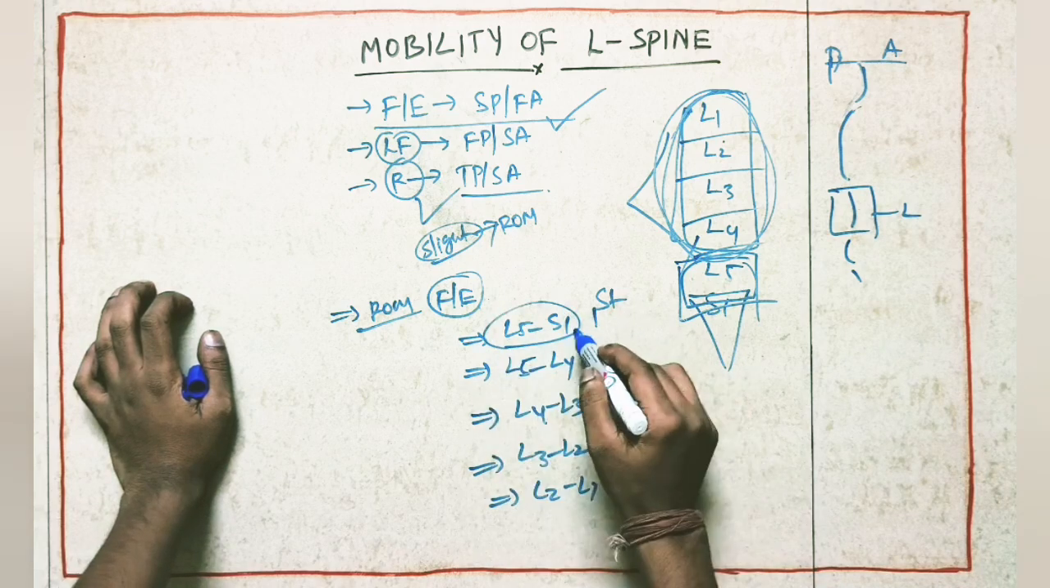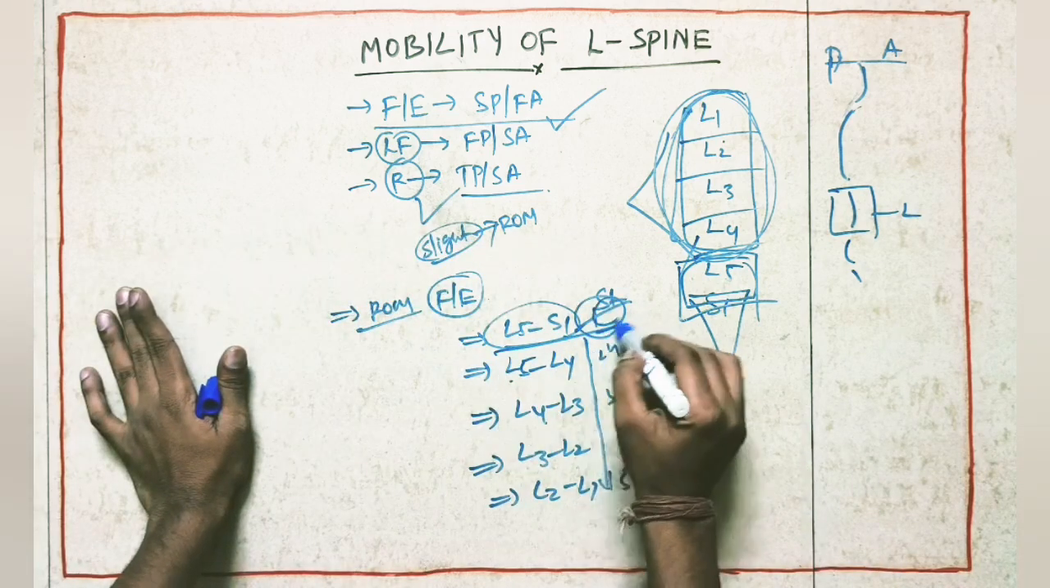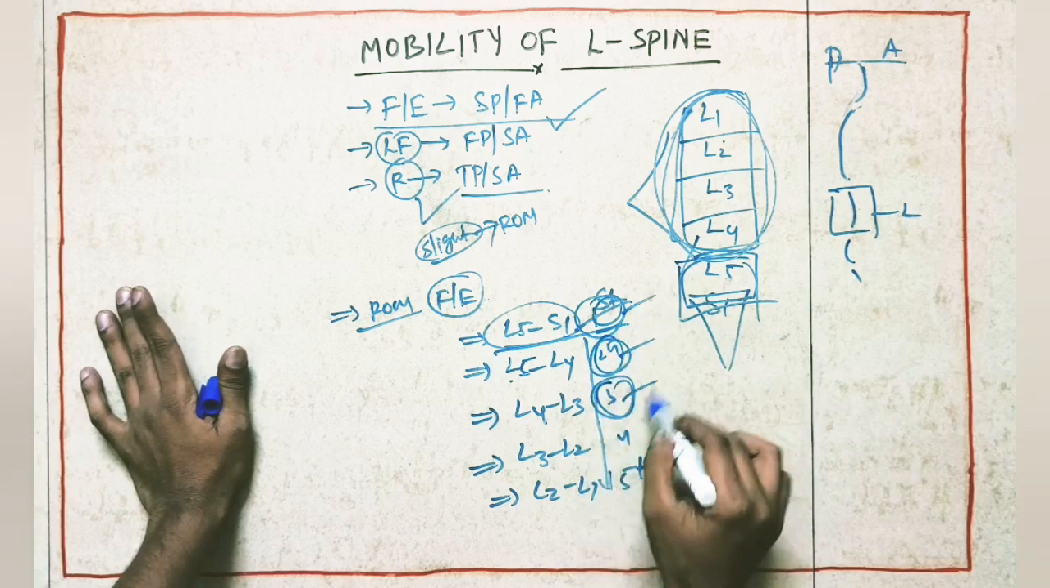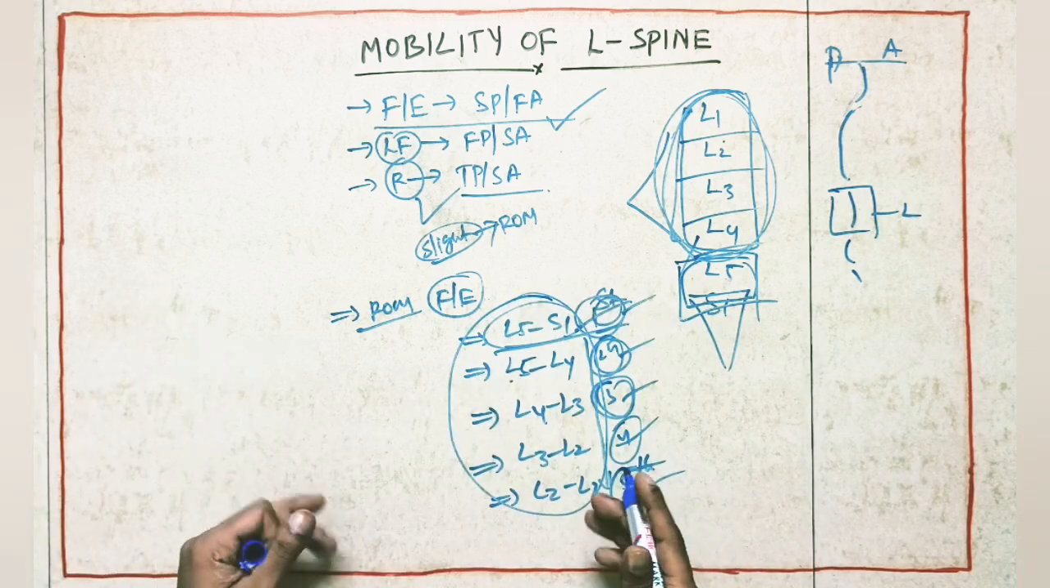So the major RVM will happen at L5 and S1. This is the first place where the maximum will happen, this is the second place where the maximum will happen, then the third place, fourth place and fifth place. So these are the regions where the RVM, flexion extension, will happen in the lumbar spine.